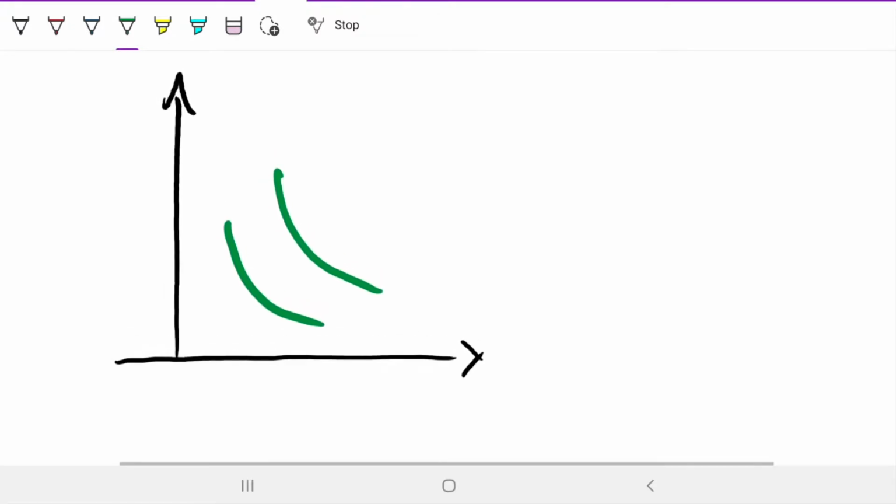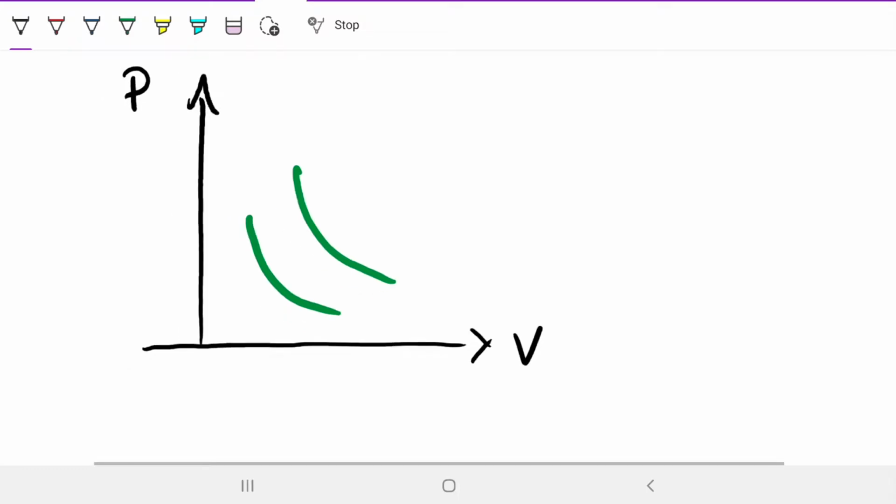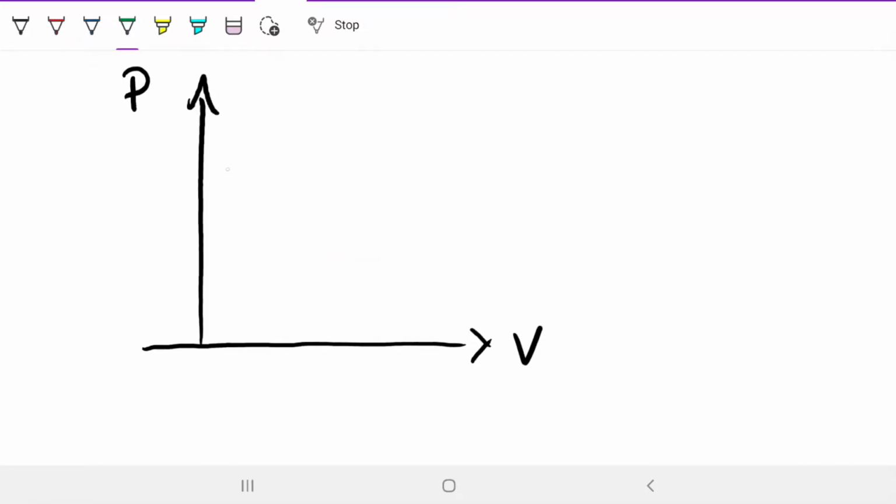Okay, so you're looking at a PV diagram, pressure and volume. When you have a constant pressure process, you would have something like this, right? Because the pressure does not change, it remains always constant on the same line. If you had a constant volume process, isovolumetric or isochoric, then you would have something like this, right? In this direction or that direction doesn't matter, because we're staying always in the same volume, right?